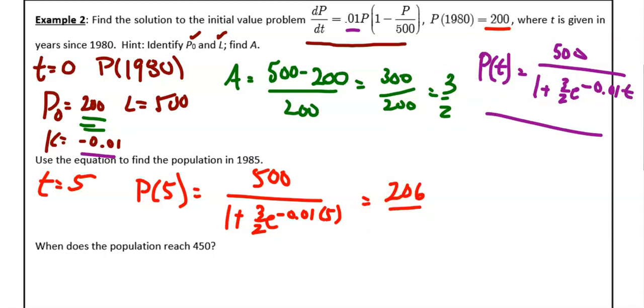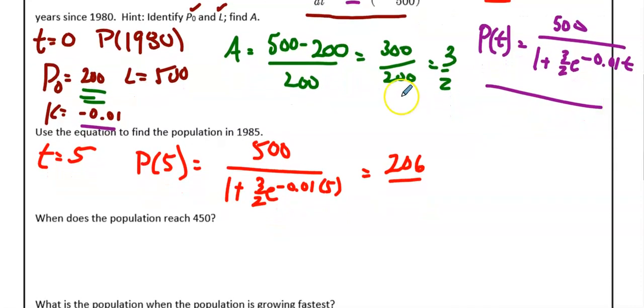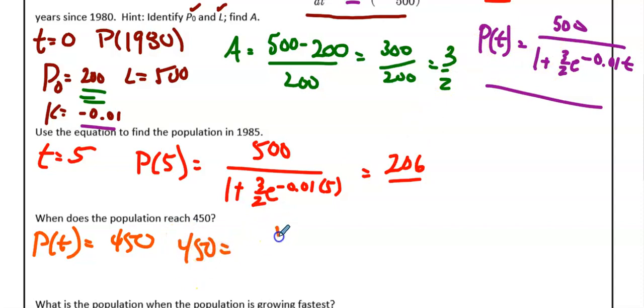The next question asks, when does the population reach 450? So this one, again, is very practical to what we've done before. This is asking me, okay, what time t do we get 450? So we're going to set our equation equal to 450, and now we're going to solve for our t value. And so in this one, we're going to cross multiply, right?